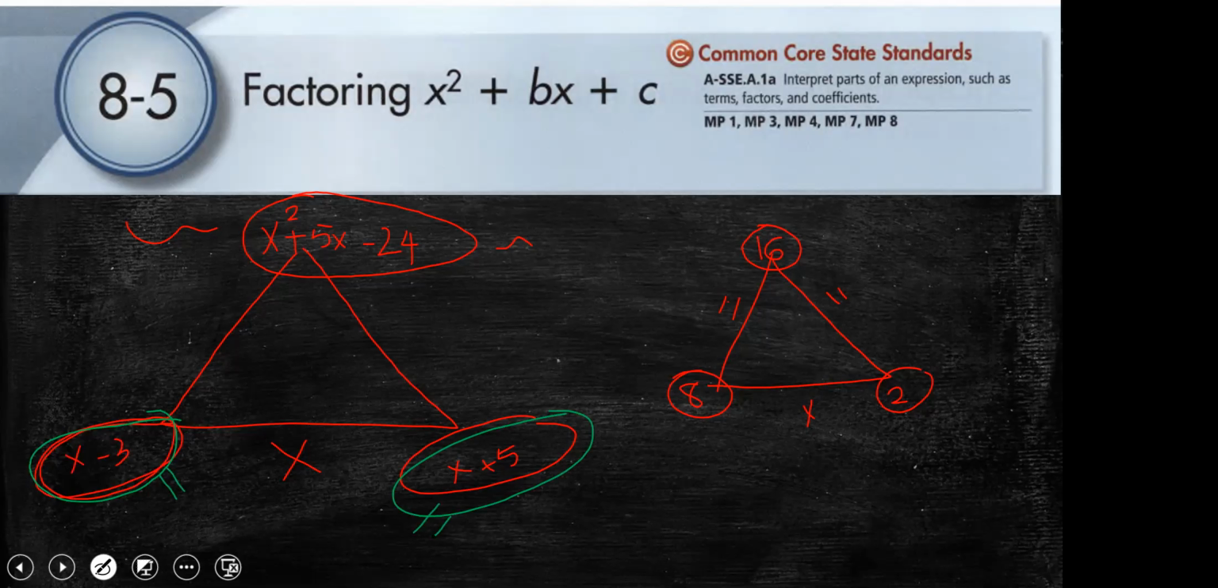Today, we will start with factoring x squared plus bx plus c. It's a type of trinomial with x squared plus bx plus c. In this lesson, the coefficient of x squared is 1. So today, we will start learning how to factorize x squared plus bx plus c.